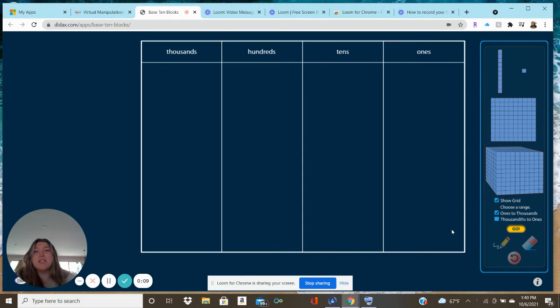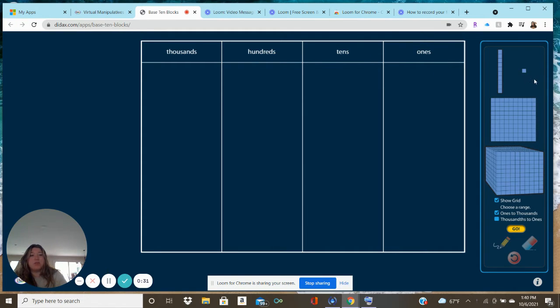Hi everyone. So today we're going to learn how to use the base 10 blocks on Didax, which is a virtual manipulative center that can help with math problems and such. So when we first look at this, we can see that it has a nice little chart: thousands, hundreds, tens, and ones.